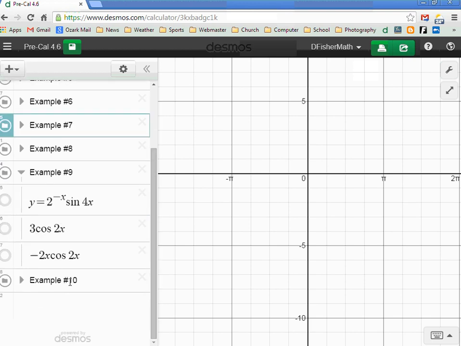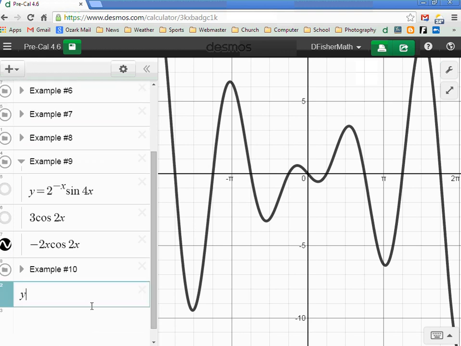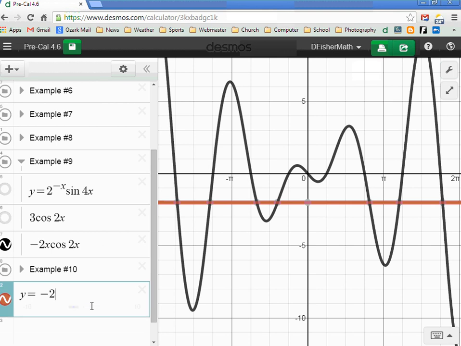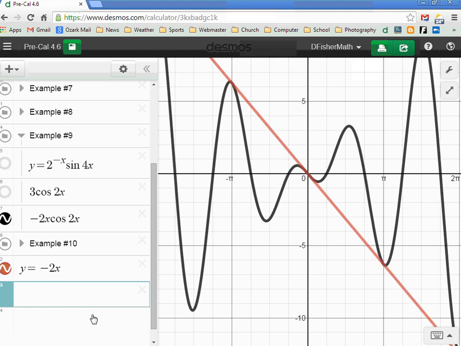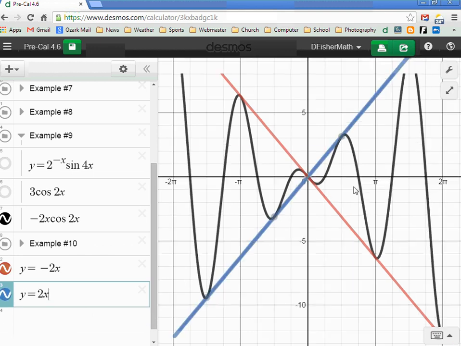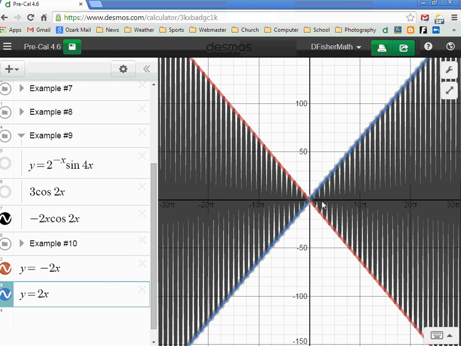If I look at that last one, negative 2x cosine of x, if I added in, just real quick, y equals negative 2x, there's the boundary. And if I added in another one, y equals positive 2x, there's the other boundary. And if I zoomed out, there it is. It's bounded by that thing. And there it is, flopping up and down in between, or oscillating in between.